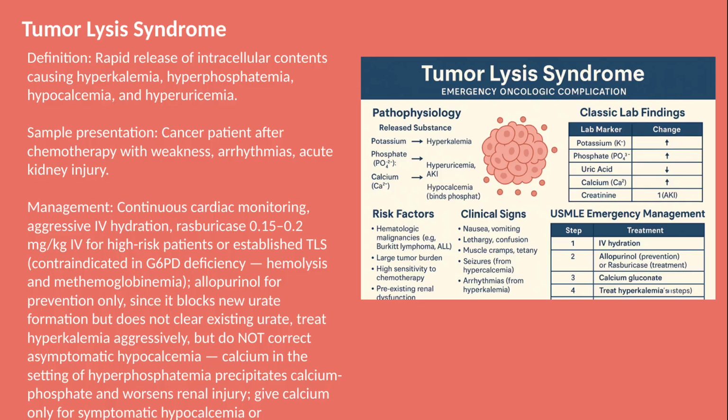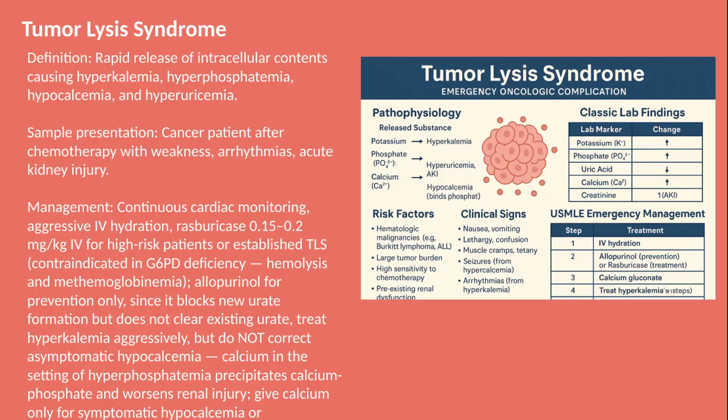For urate control, allopurinol is preventive, while rasburicase rapidly destroys existing uric acid in high-risk patients, and it is contraindicated in glucose-6-phosphate dehydrogenase deficiency, where it causes severe hemolysis and methemoglobinemia, so screen at-risk patients.